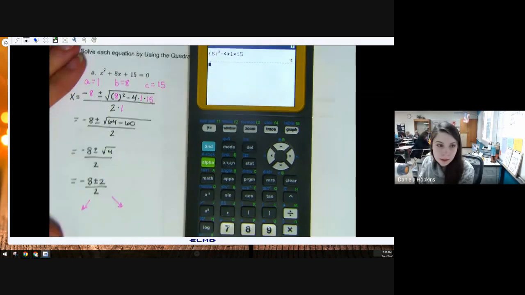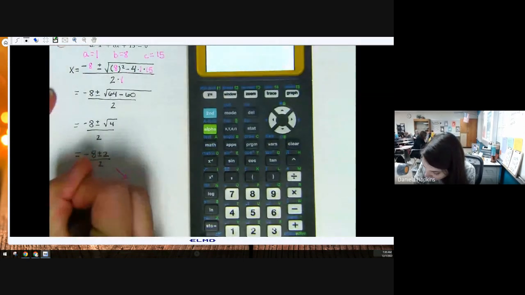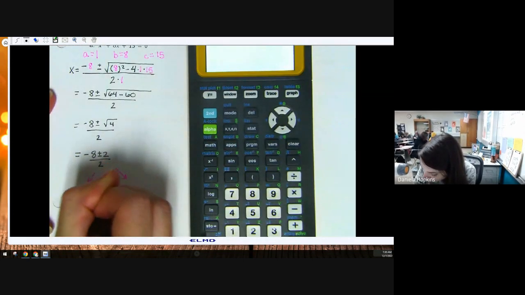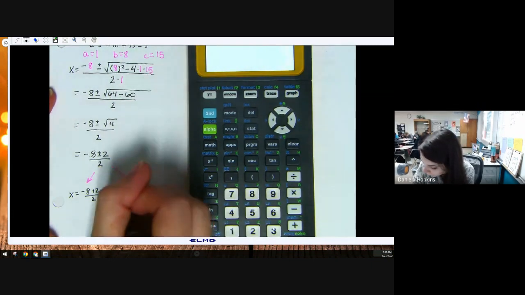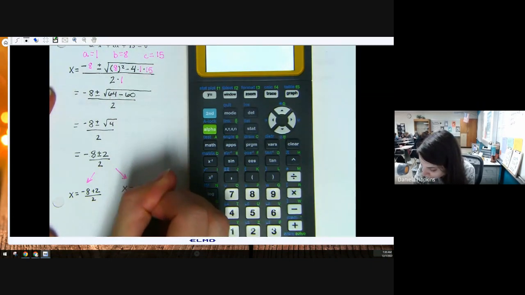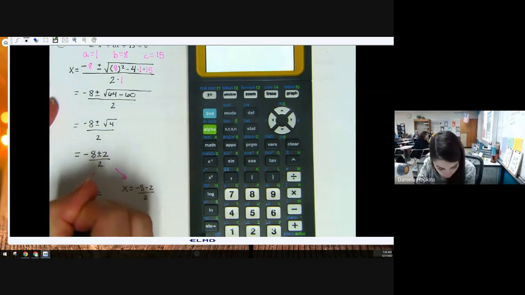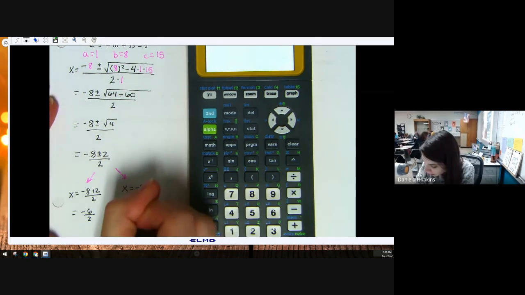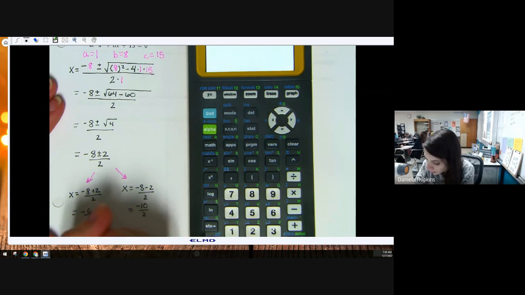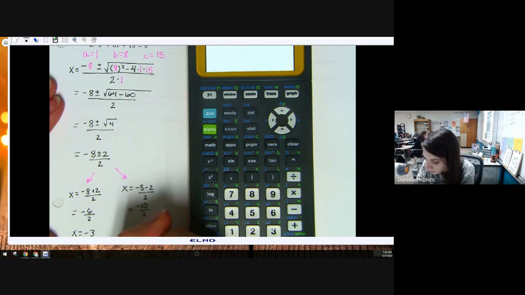We can say that this is the same as x equals -8 plus 2 over 2, x equals -8 minus 2 over 2. Just as a reminder about order of operations, when you have 2 things in the top of a fraction, that's like an implied parenthesis. So you should do the top of the fraction first. So -8 plus 2 is -6 over 2. -8 minus 2 is -10 over 2. And so you have x equals -3, and x equals -5.